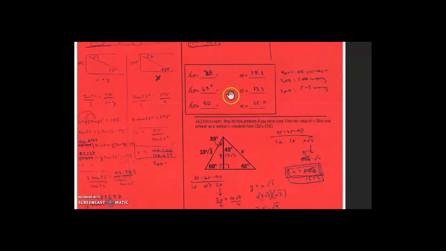Extra credit. See how close I can get. Only do this problem if you have time. Find the value of x. Give your answer as a radical in simplest form.